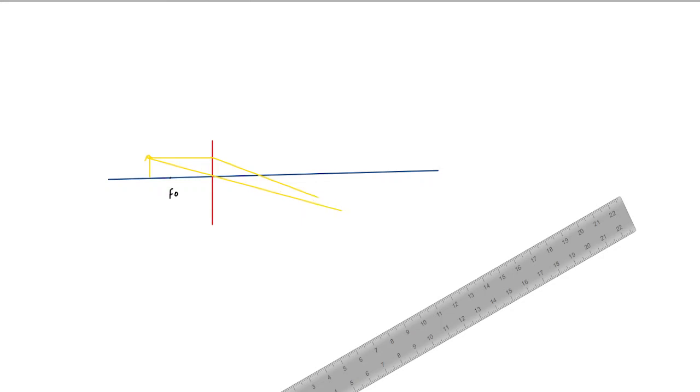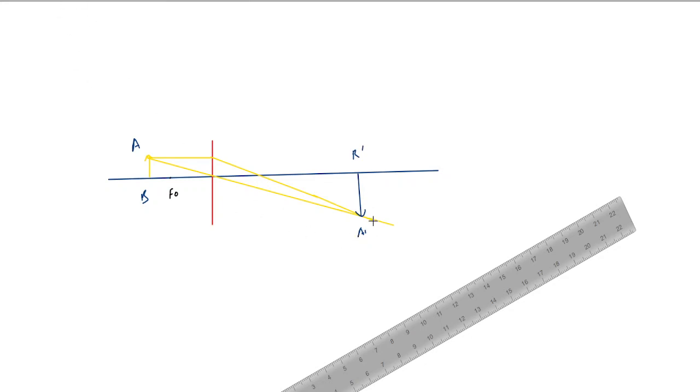We'll draw this light ray backwards. So the point where these light rays meet is the point where we get the image. If the object is called AB, we'll call this A dash, B dash.